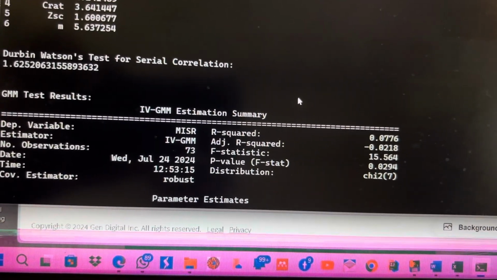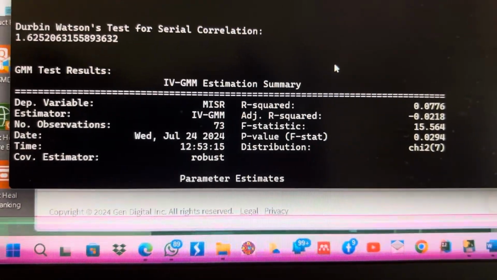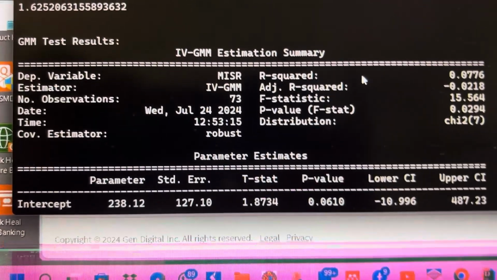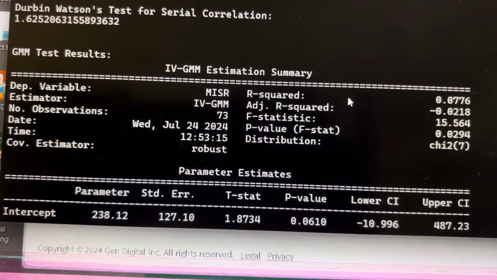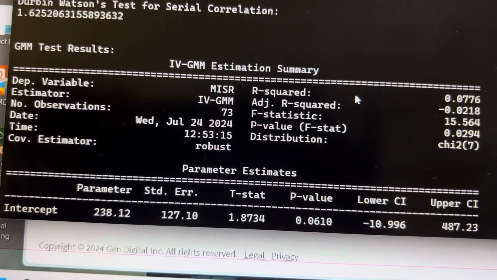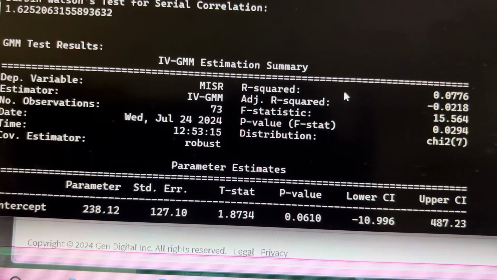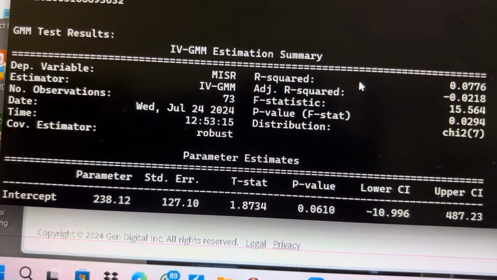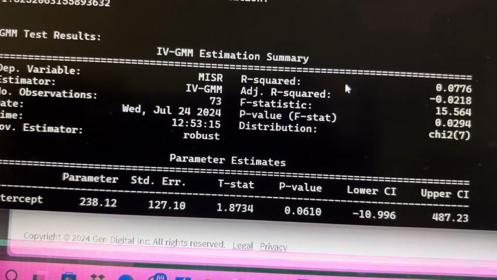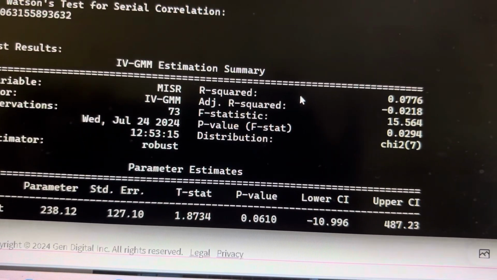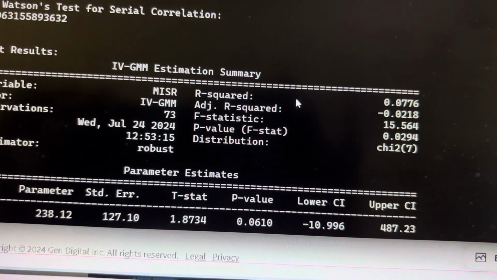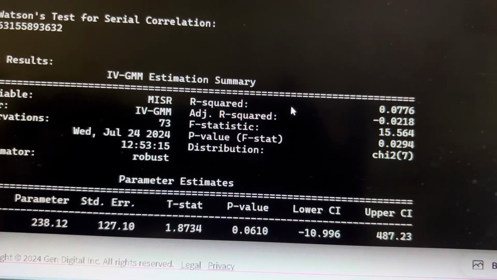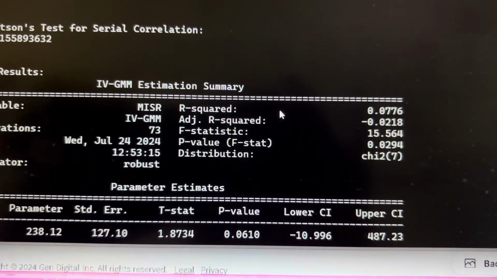And then this is now the GMM test results. Reading from it, we have the dependent variable as MISR, then the estimator is IV GMM. The number of observations is 73, and then the covariance estimator is robust, and the R squared is 0.0776, while the adjusted R squared is minus 0.0218.